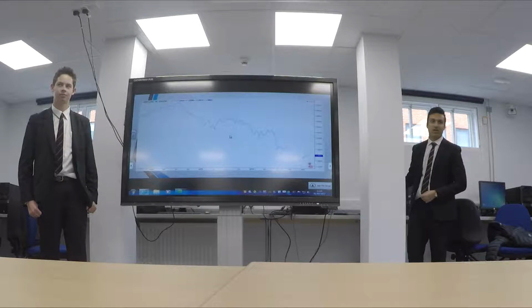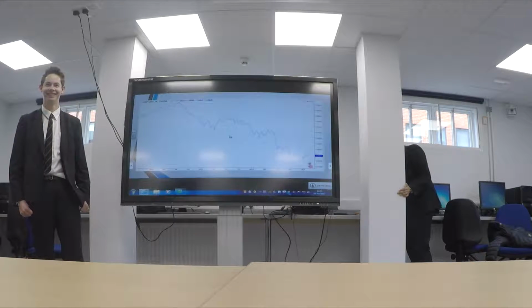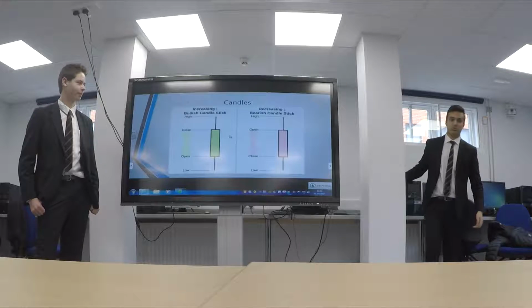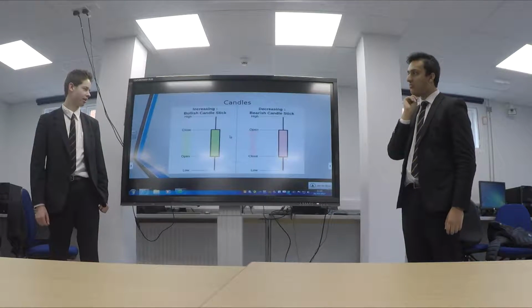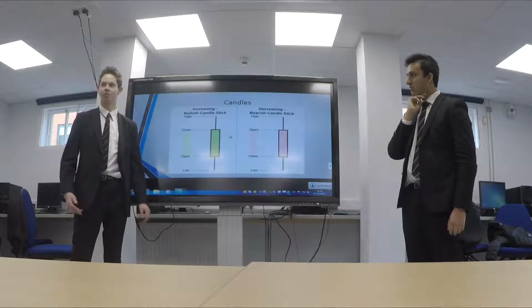This is the same thing but in lines. So this is called a line chart. But what we're going to be dealing more with is called candles. Candles represent more information than the line, because the line is just the middle of each candle basically.